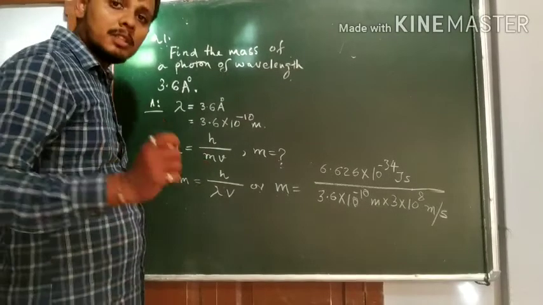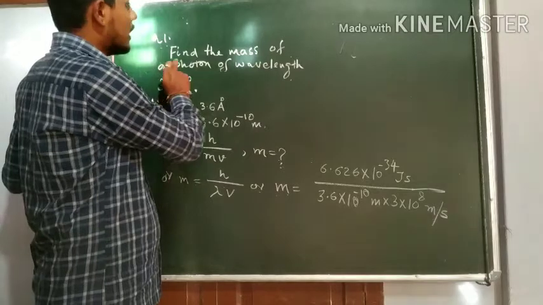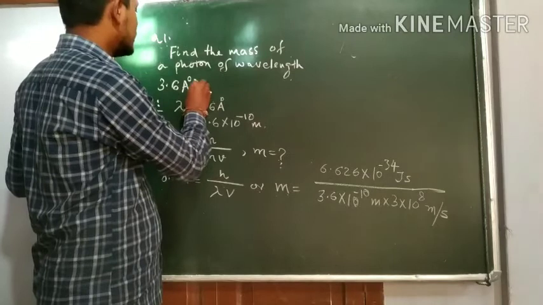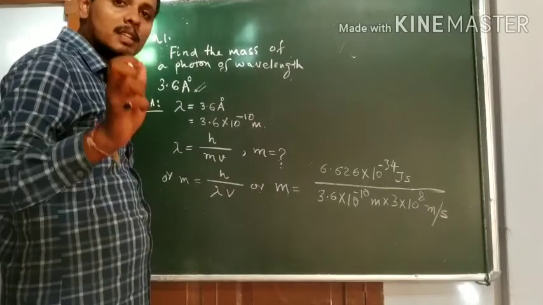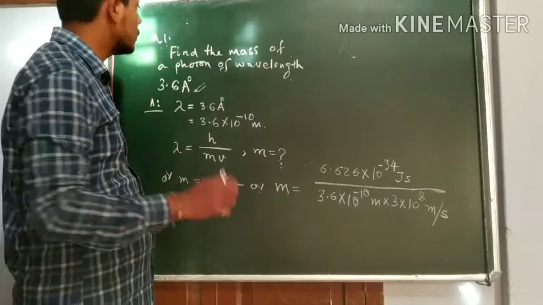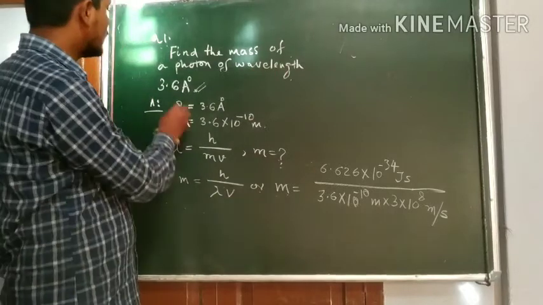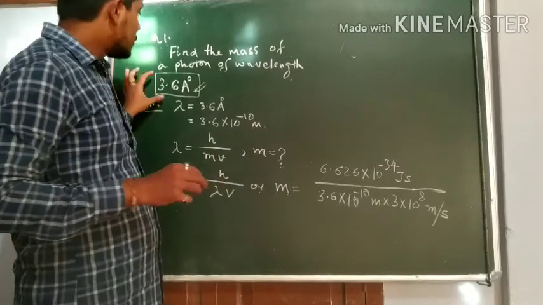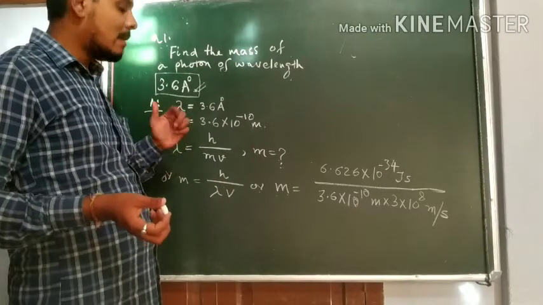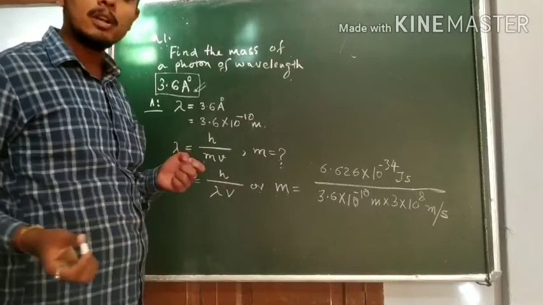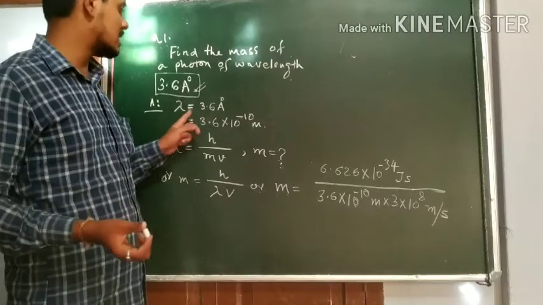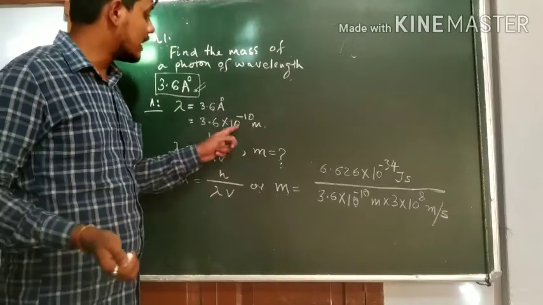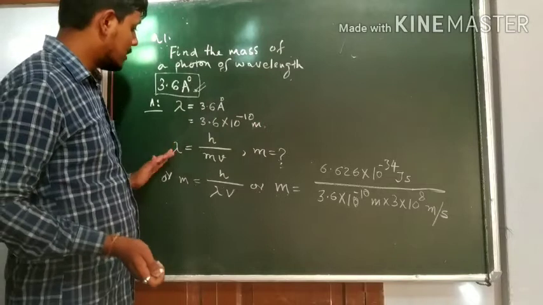In the first question, it is given: find the mass of a photon of wavelength 3.6 Angstrom. So there is a photon, and you are asked to calculate the mass of the photon if its wavelength is 3.6 Angstrom. The relation between mass and wavelength is the de Broglie relation. Lambda is the wavelength, which is 3.6 into 10 to the power minus 10 meter. So lambda equals h by mv.